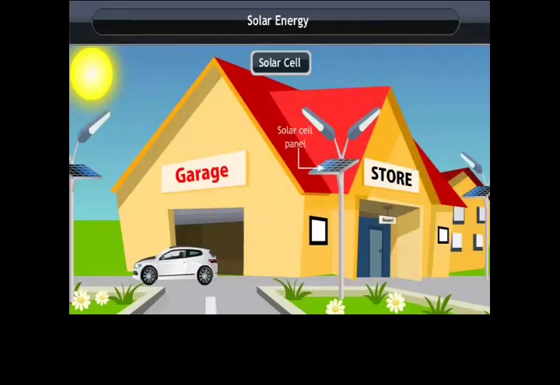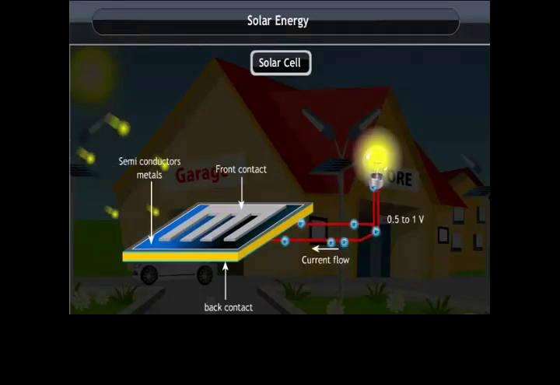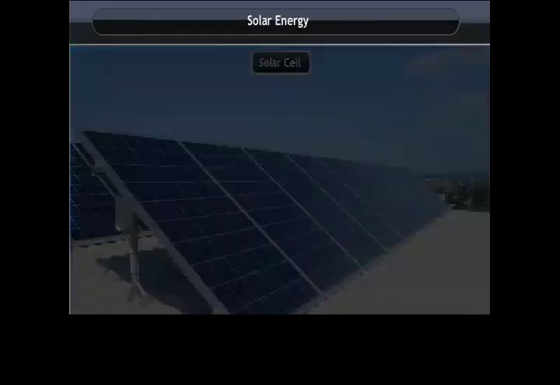A solar cell is a device which converts solar energy into electrical energy. Solar cells are made from semiconductors like silicon, germanium and gallium. A single solar cell produces a voltage of 0.5 to 1 volt and produces about 0.7 watt electricity. Many solar cells are arranged in a solar panel to produce more electricity.